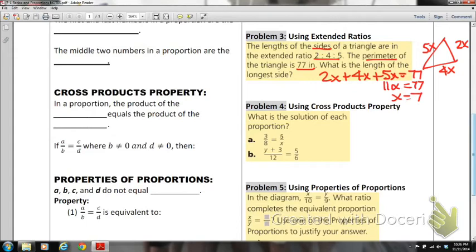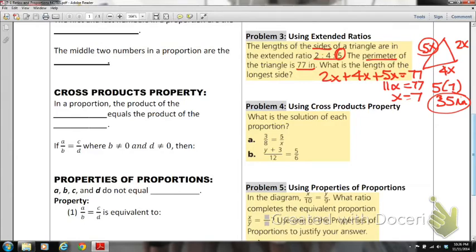And it wants the length of the longest side. The longest side is going to be the one in the extended ratio with 5, or 5x. So 5 times 7 is 35 inches. That's the length of the longest side.